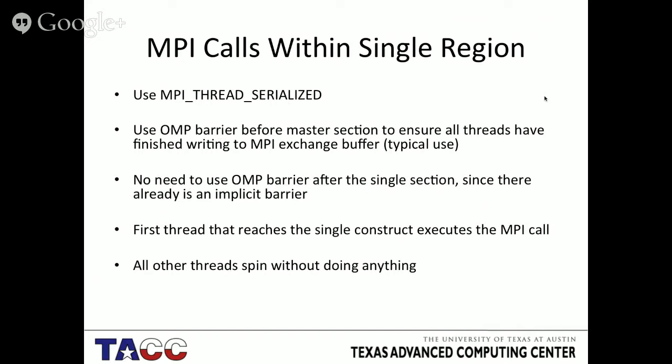You can also do MPI calls from a single region, and in a single region it is not the master thread that executes the call, but whichever thread gets there first will do that call. And that can be useful sometimes to improve your performance. The thing to remember here is that a single region has an implied barrier at the end, so you don't have to use the barrier that we just showed for the previous case.